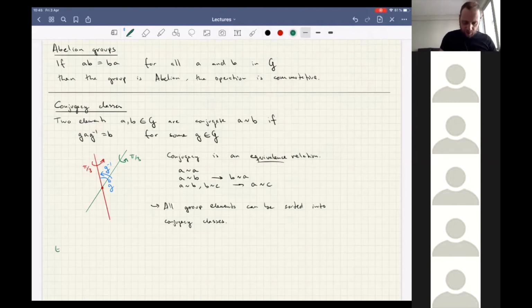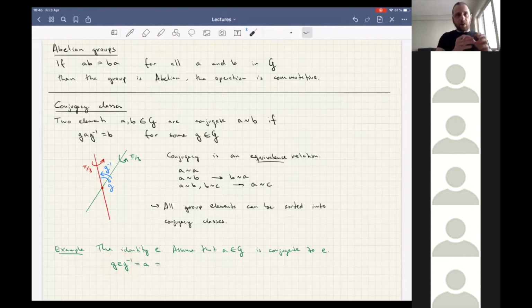So the identity element, E. We're going to see that the identity is only conjugate to itself because no other transformation is doing nothing. So if we look at that, assume that A, which is an element in G, is conjugate to E. So it's conjugate to the identity. In order for that to be true, we must have that G E G inverse is equal to A, because this is the definition of being conjugate.